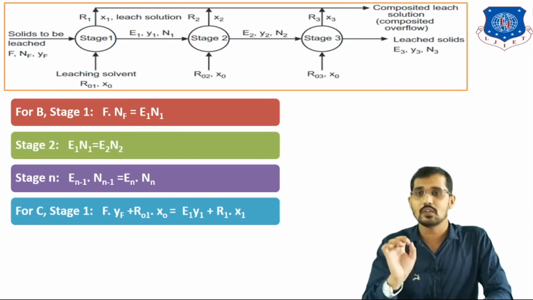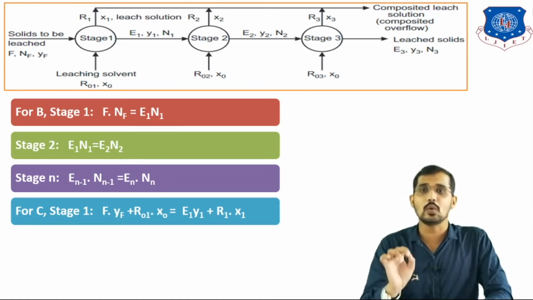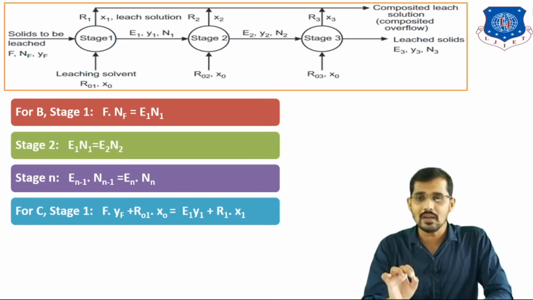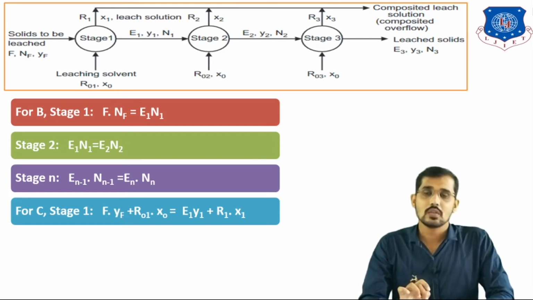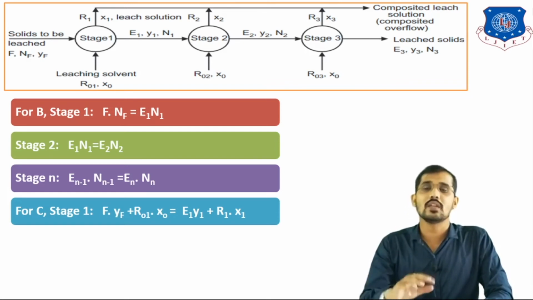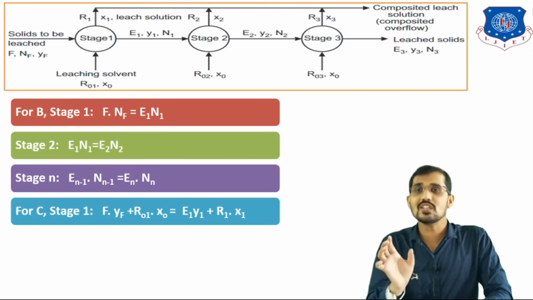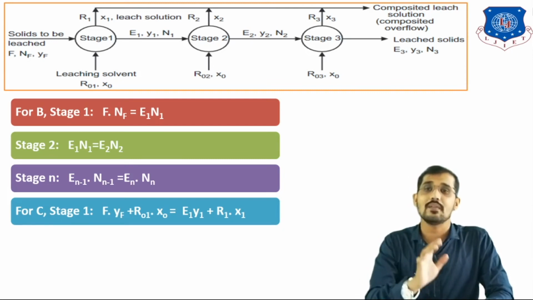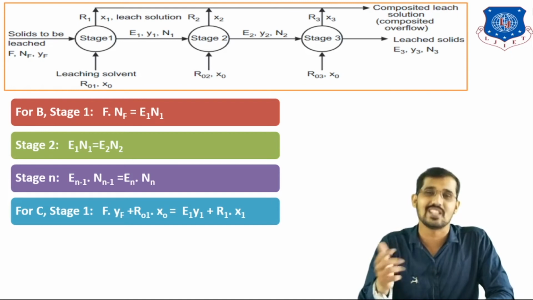So be careful about the first stage only, that is F into YF plus R0 1 into X0 is equal to E1 into Y1 plus R1 into X1. So on the LHS we are writing compositions of the feed stream. On RHS we are writing composition of the outlet streams.